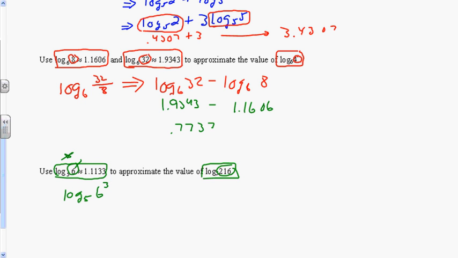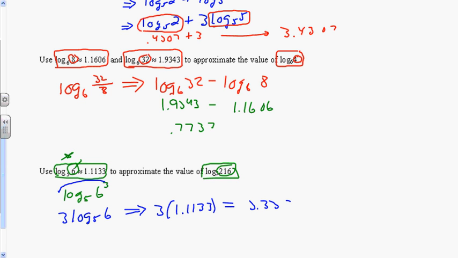So we can use the property that takes this power out to the front. So it's 3 times log base 5 of 6. In other words, 3 times 1.1133, which gives us 3.3399.